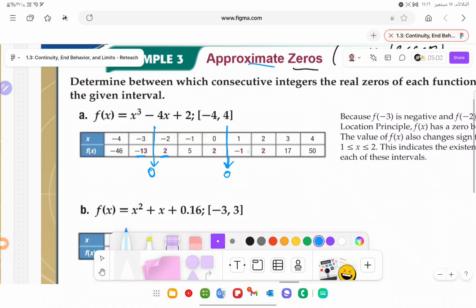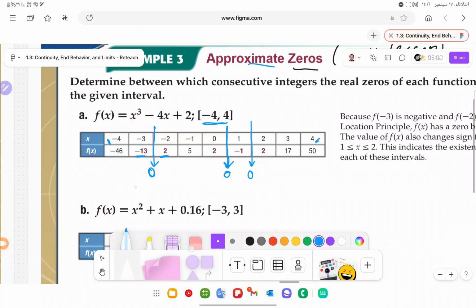Now, between -1 and 2, yes, there sure will be a 0 here. Then 2, 17, 17, and 15: all of these are positive. So how many zeros do I have within this interval from -4 to 4? I have 3 zeros.